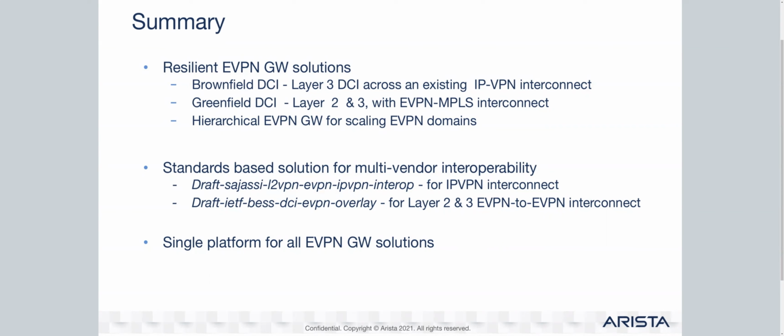Secondly, standards-based. We've called out these standards a couple of times, but the first one, EVPN IPVPN for the IPVPN interconnect, and that's with the DPath value, etc. And then for the layer 2, layer 3 one, what we're focusing on with regards to what's being tested out there is the DCI EVPN overlay draft. And a final important point, because we've had a lot of questions around two boxes, one box: this is the integrated solution, and it's the same platform doing all of these gateway options.